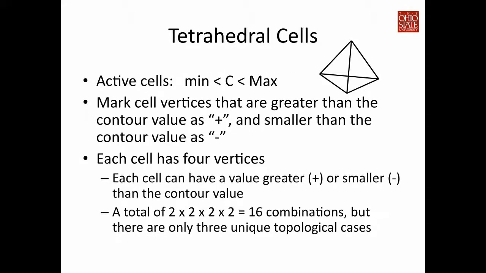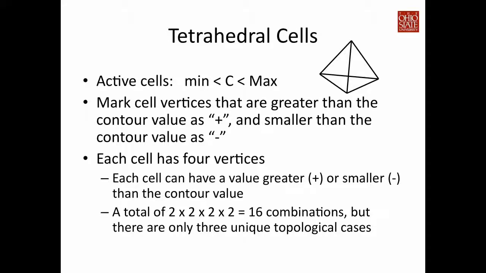Now let's look at the case of tetrahedral cells. We have 4 vertices and also 4 faces. Because we are assuming the values of the field change linearly within the cell, for a given cell, if the minimum value among the 4 vertices is lower than the isovalue, and the maximum value among the 4 vertices is greater than the isocontour value, then this cell is for sure to contain part of the isosurface.